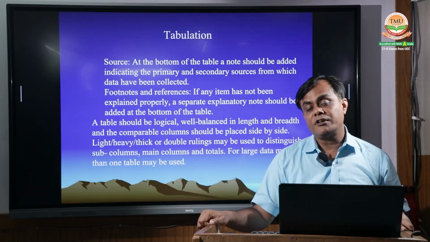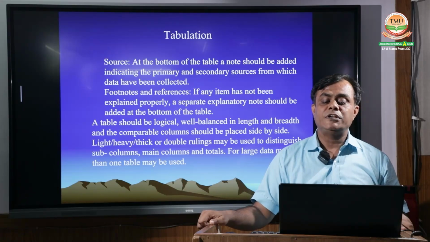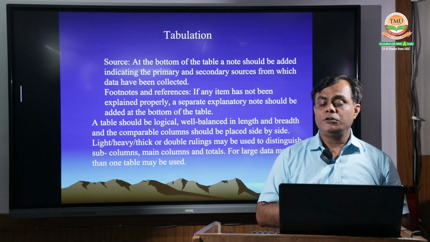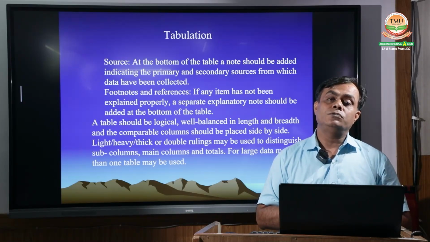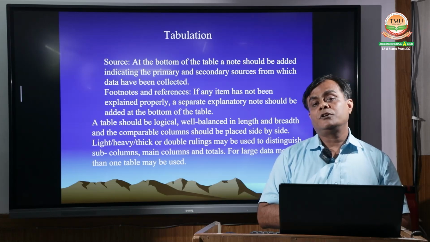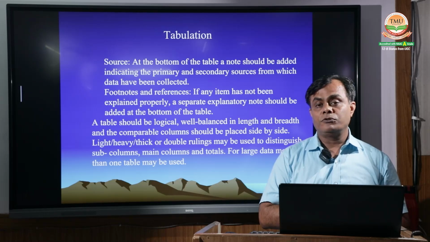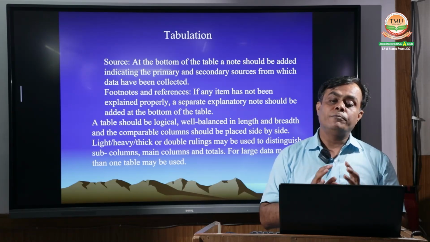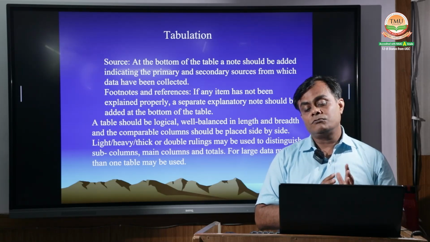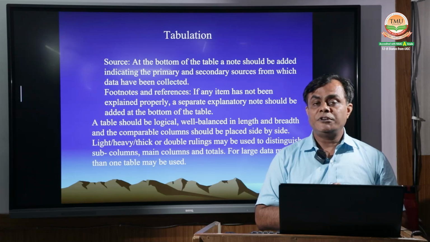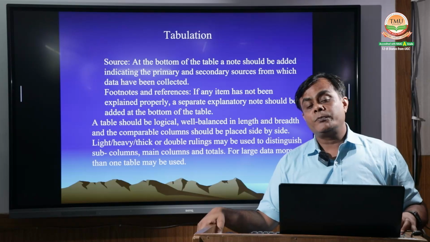Footnote and references: if any item has not been explained properly, separate explanatory notes should be added at the bottom of the table. So sometimes we are not able to explain the proper information of a numerical value that is put in the table. That's why we use footnotes, and in the footnote you give brief information regarding that figure. So footnote and reference is one of the important elements of the table. Without footnote and reference, you are not able to understand the table in a better and proper manner.